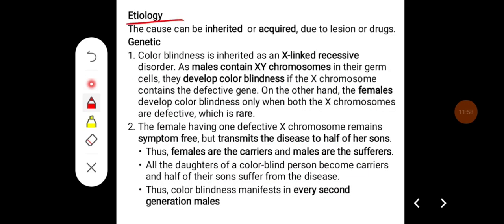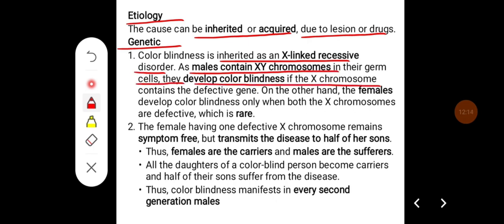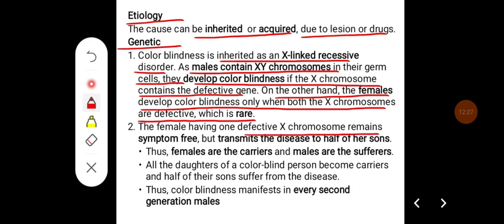Etiology of color blindness. The cause can be inherited or acquired due to lesions or drugs. Genetic causes. Color blindness is inherited as an X-linked recessive disorder. As males contain XY chromosomes in their germ cells, they develop color blindness if the X chromosome contains the defective gene. On the other hand, females develop color blindness only when both X chromosomes are defective, which is rare. The female having one defective X chromosome remains symptom-free but transmits the disease to half of her sons. Thus, females are the carriers and males are the sufferers.